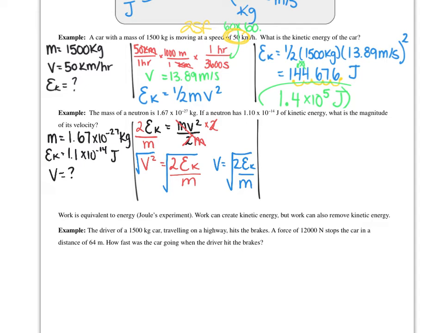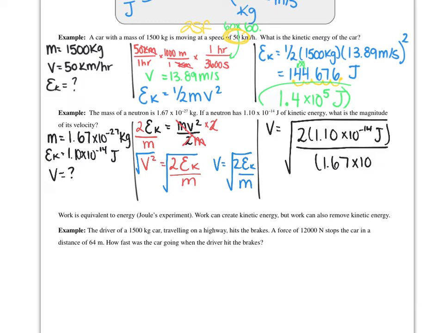All right, subbing in to our formula, speed is equal to the square root of 2 times 1.10, forgot my 0 there, times 10 to the negative 14 joules divided by 1.67 times 10 to the negative 27 kilograms. This is where brackets come in really handy and are very important. You must make sure that you put brackets around this in your calculator if you're actually writing times 10 to the negative 27. Otherwise, your calculator is going to do BEDMAS and you'll get this wrong.